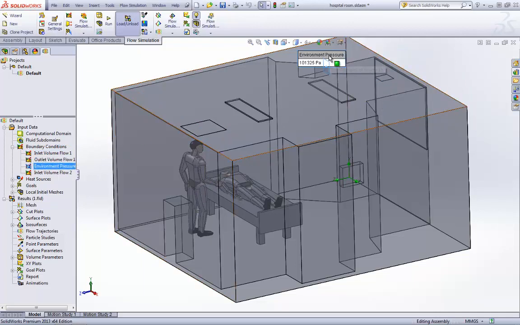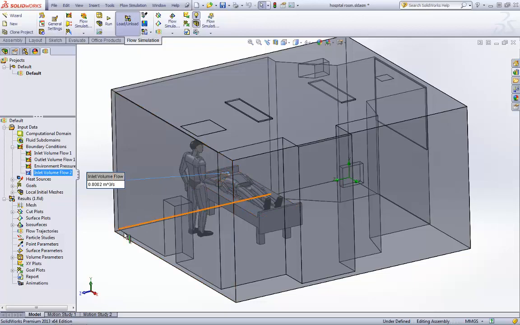Environmental pressure, this is just another exit. Maybe this is just a regular vent out into the hallway or vent into the restroom, it looks like, or the closet. And finally, an inlet volume flow, as I mentioned before, of the expired air of the patient. We're going to consider this the contaminated air.